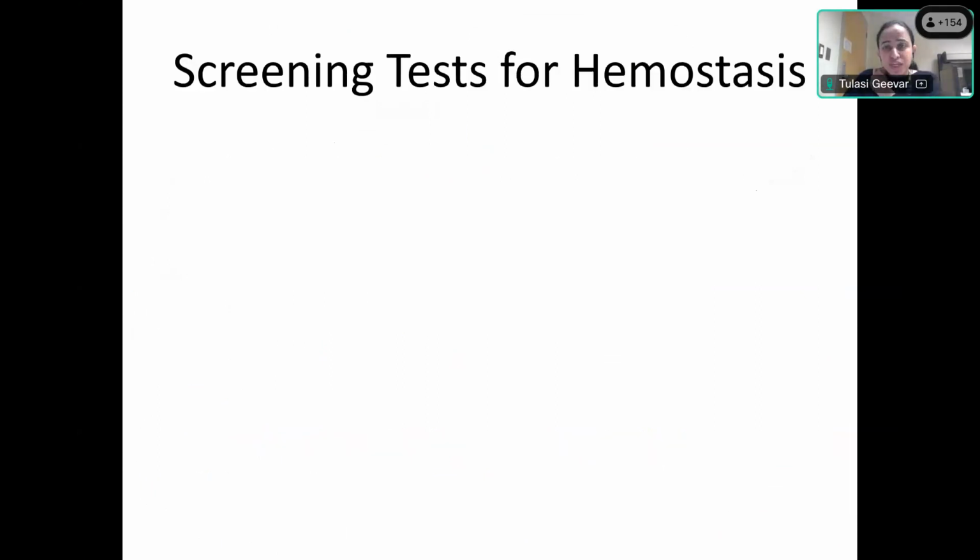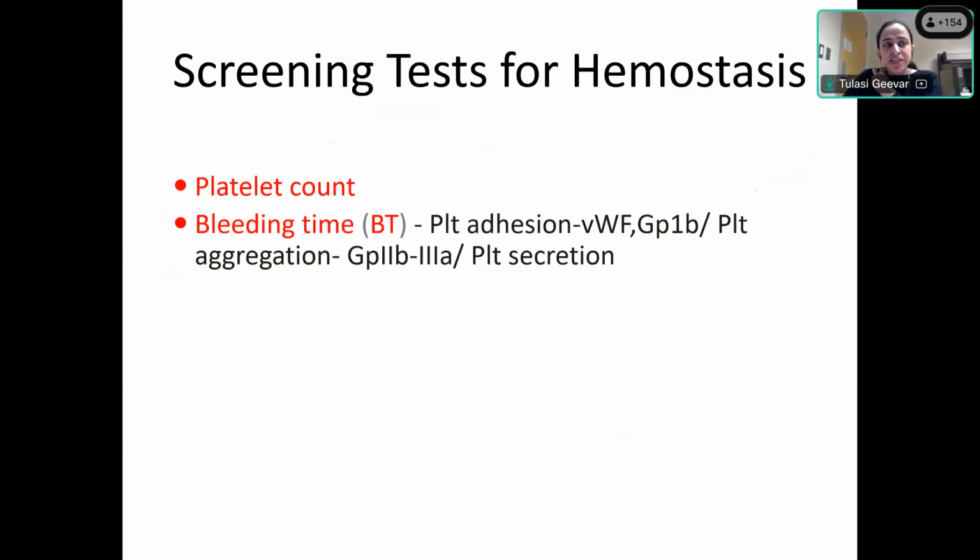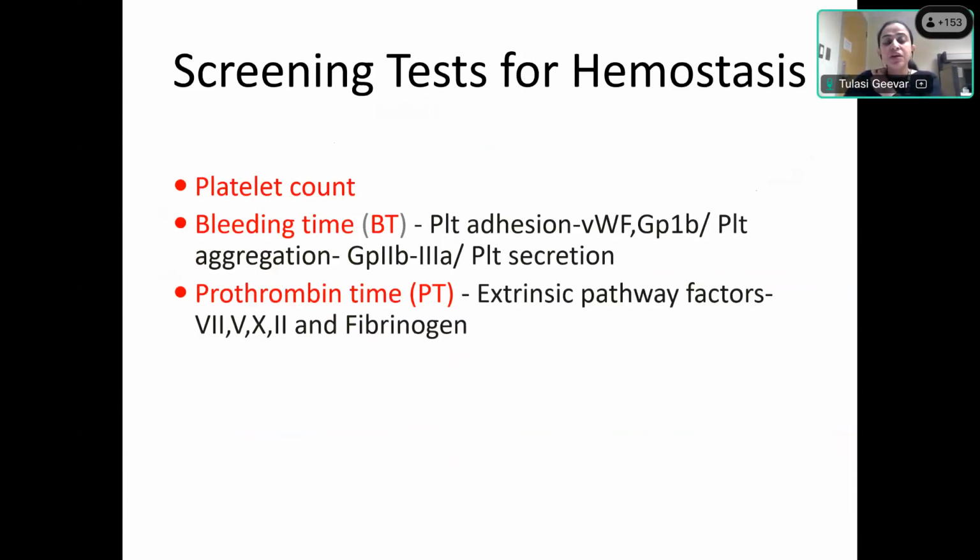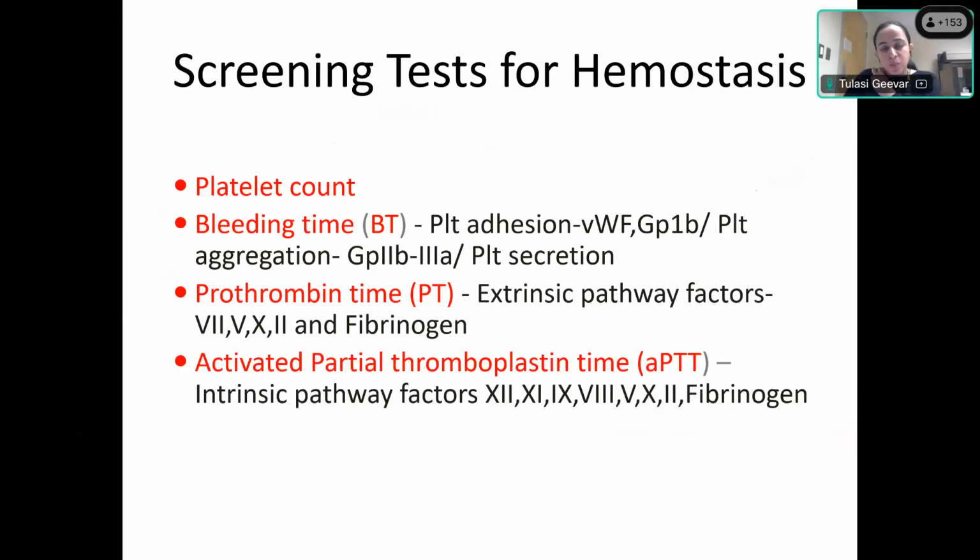Now, what are the screening tests for hemostasis? Let's start with platelet count. We know that the platelet is important for the primary platelet plug formation. You have a bleeding time. Now, the bleeding time tests for the primary hemostatic disorder, that is the interaction between the platelet, the glycoprotein 1B receptor of platelet, the von Willebrand factor, and the platelet aggregation. The prothrombin time tests for the extrinsic pathway factors, and the APTT or the activated partial thromboplastin time tests for the intrinsic pathway factors.